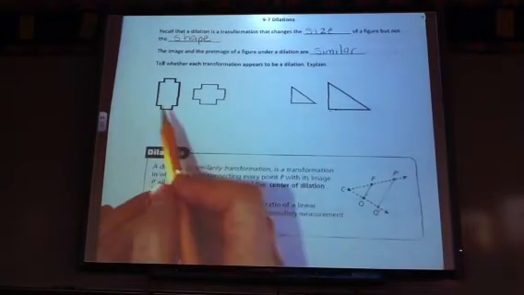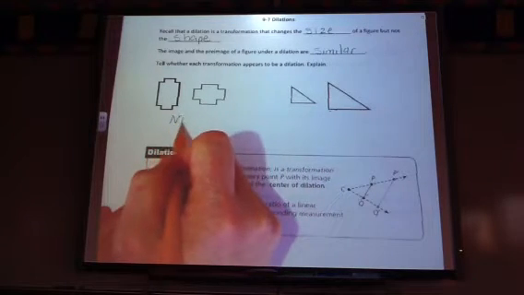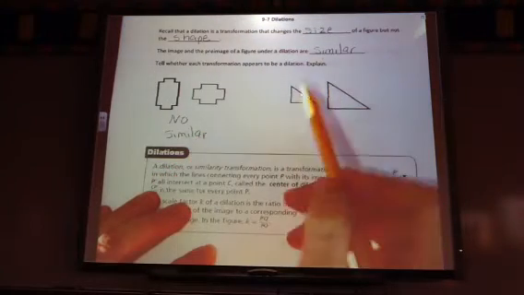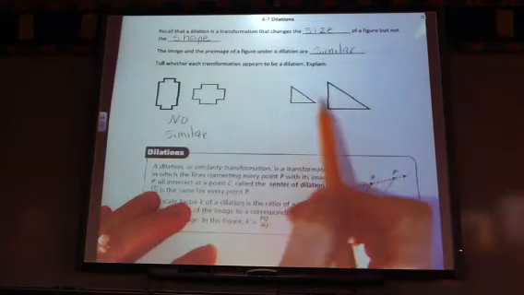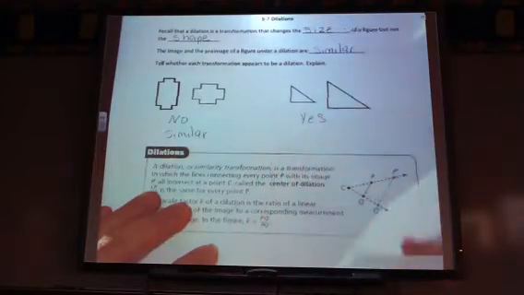Okay, so let's look at this pre-image and this image. Is this a dilation? The answer is no, because they are not similar. They are different shapes. Let's look at this pre-image to this image. They're both triangles, different size, so yes.